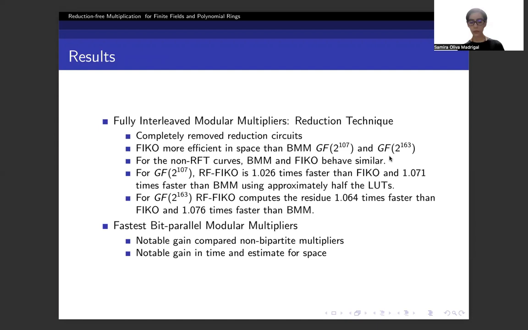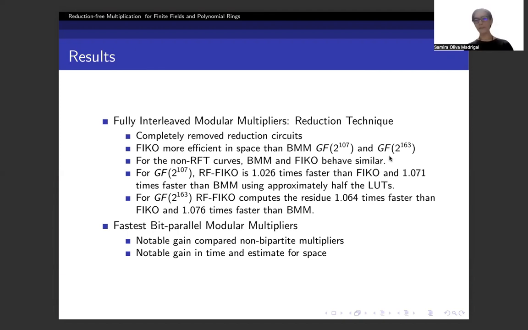We accomplished our goal. We not only obtained some speed up compared to BMM, but we completely removed the reduction circuit. So this is a truly reduction-free modular multiplier that is fully interleaved. And in particular for curves GF2 to the 107 and GF2 to the 163, FIKO is more efficient than BMM, and for non-RFT curves, BMM and FIKO behave similarly.